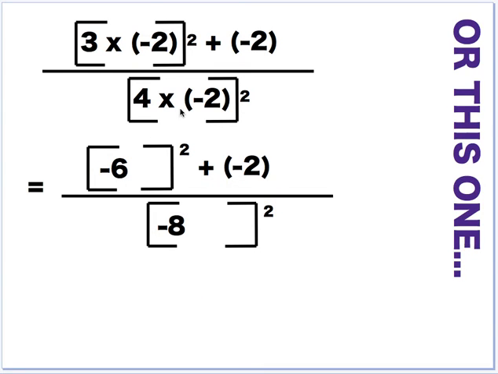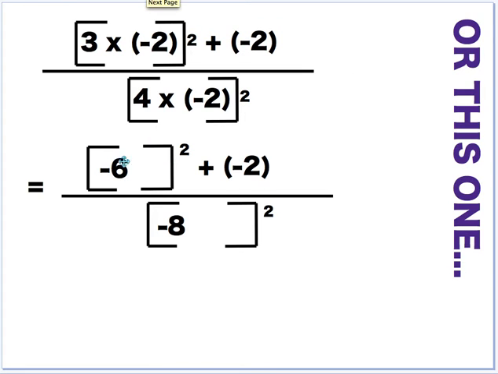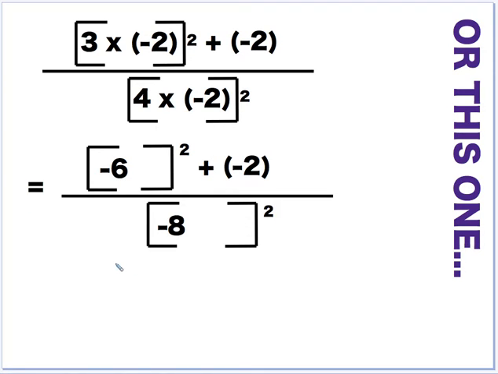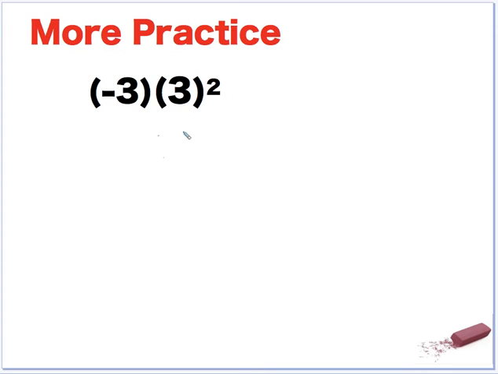Now, what we said on that first one back here, remember, if there's brackets, the power belongs to everything within the bracket. So if you look here at this one, we have -6 to the power of 2. That actually means -6 times -6, which is 36, and plus -2. As our denominator, we have -8 squared, and because of the brackets, it means -8 times -8. That's 64. And you're going to have 34 over 64. You can simplify.